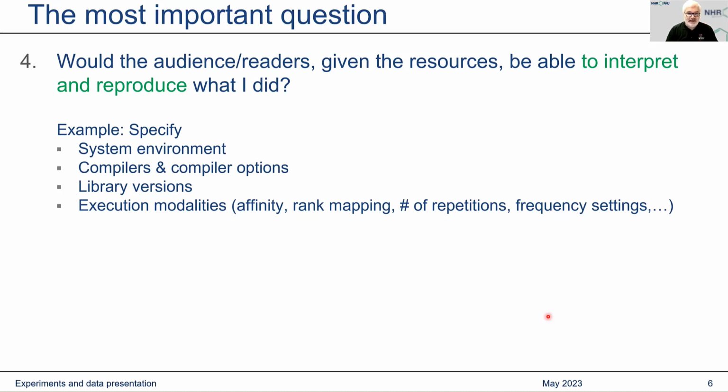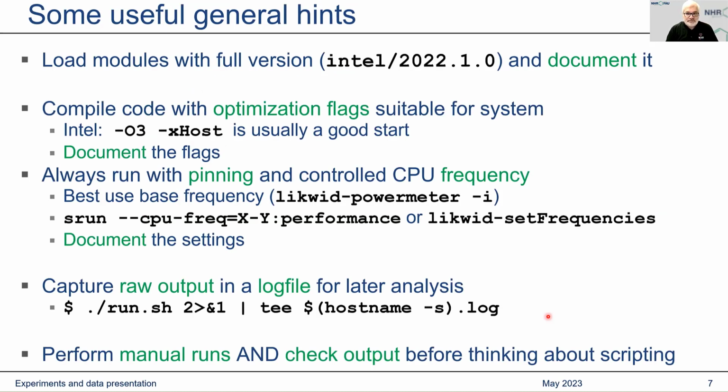There are lots of things that can be set and altered in a system before you do the measurements. So these have to be documented so that it is possible, at least, to reproduce the result, and if anything, to interpret it. So here's some general hints, just a list of things that might be useful, and it's not exhaustive.